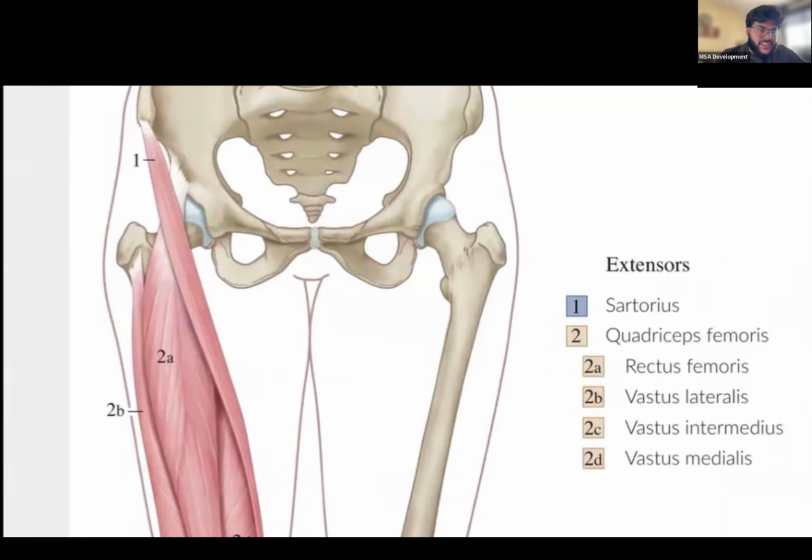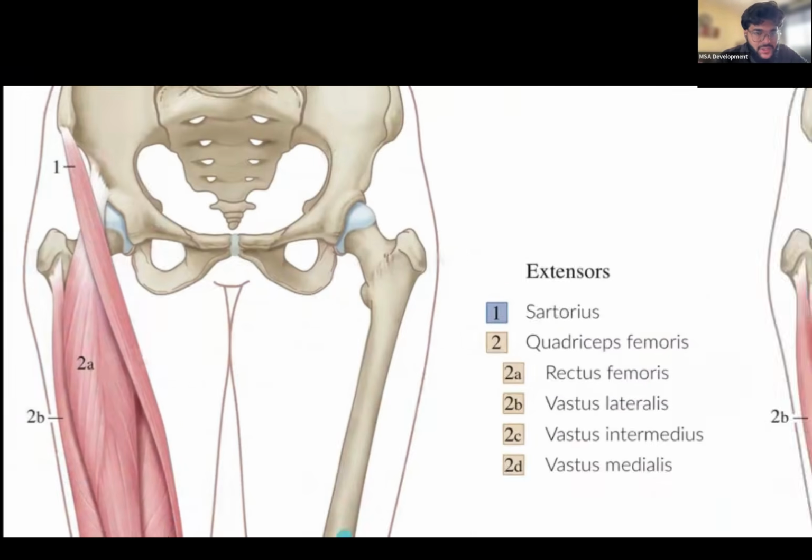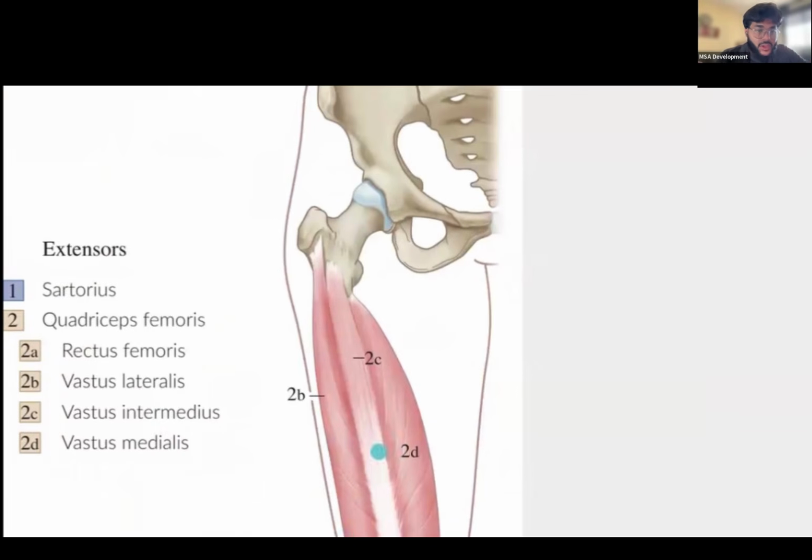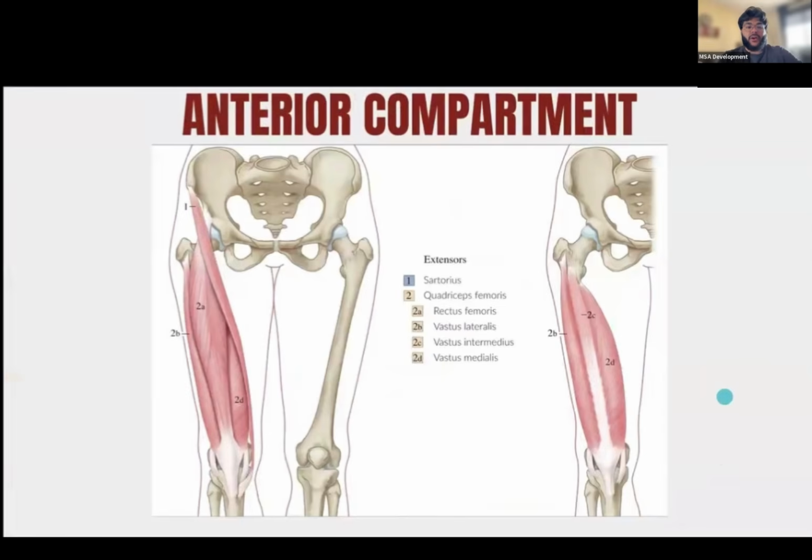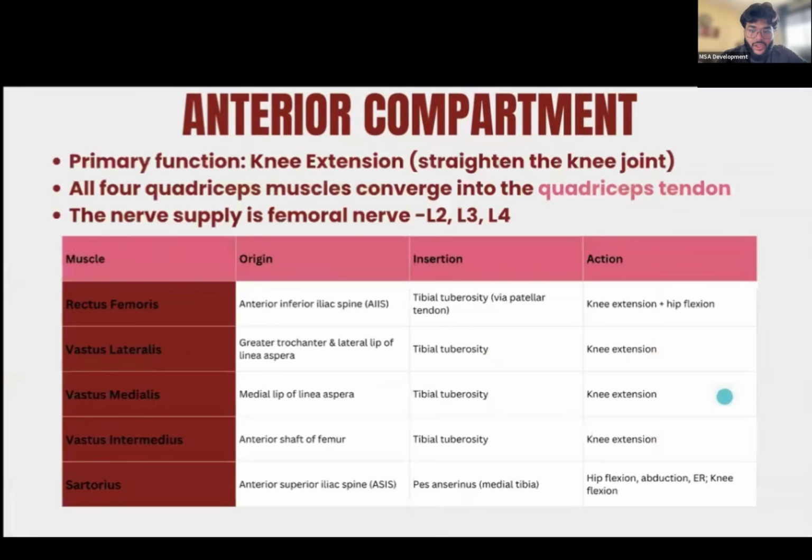As you can see over here, these are the muscles of the anterior compartment of the thigh. We have our sartorius, we have our quadriceps femoris, we have our rectus femoris, we have our vastus lateralis over here. Once you remove the two muscles, you have the vastus intermedius, and then you have the vastus medialis. Okay, let's talk about each of these muscles by themselves.